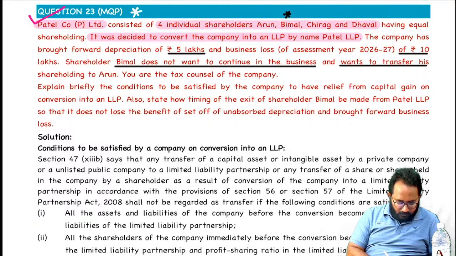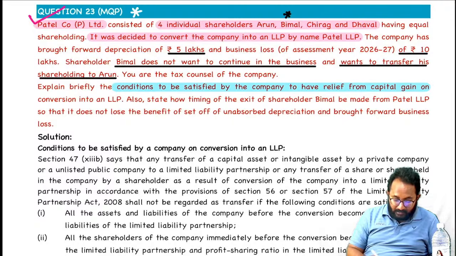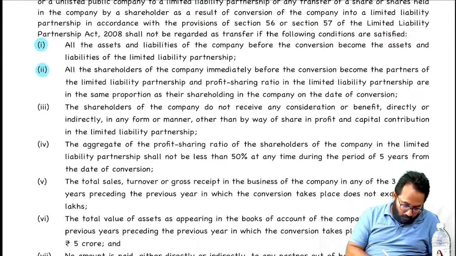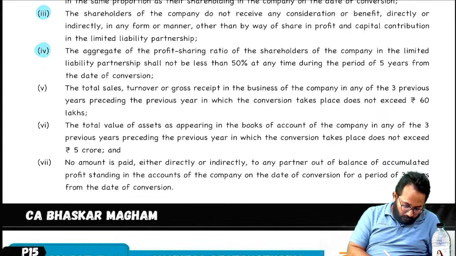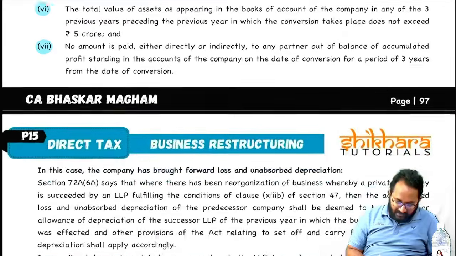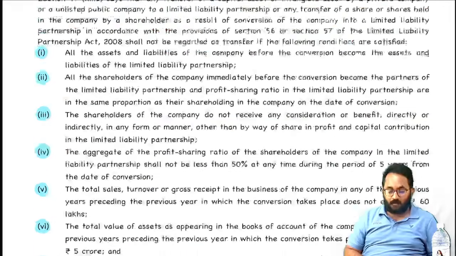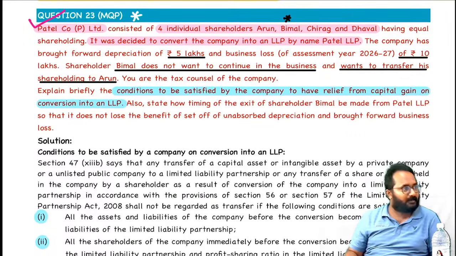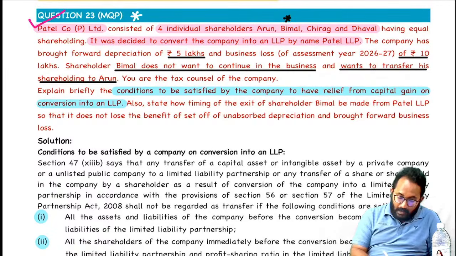Arun. Okay. No issue. Explain briefly what are the conditions we have to satisfy if the company is required to get the relief on what? Capital gain. Can you tell me how many conditions, sir? 1, 2, 3, 4, 5, 6, 7. We discussed already. If these 7 conditions are satisfied, then who will get the relaxation? Predecessor. Predecessor means in this question, company.